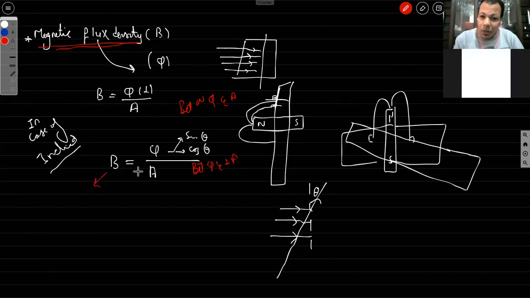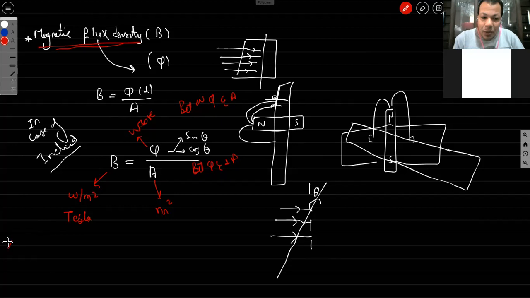B is measured in which unit? Phi and A. Phi can be measured in the unit of Weber. So Weber is the measuring unit of the flux lines, phi. Area, of course, is in meter squared. So B can be measured in units of Weber per meter squared, which is equivalent to Tesla. So B can be measured in the unit of Tesla, which is equivalent to Weber per meter squared, as Weber is the measuring unit of the flux lines, and meter squared is the measuring unit for the area.